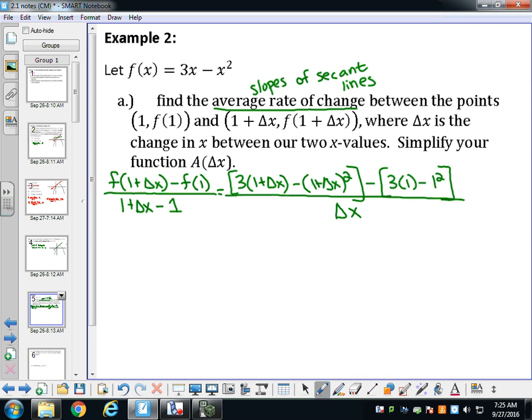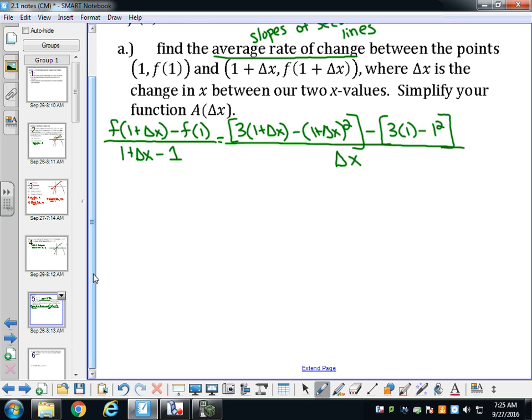All right, now I need to simplify my numerator. So I end up getting 3 plus 3 delta x. Now I have to FOIL the 1 plus delta x out and also distribute that negative sign. So I get minus 1 minus 2 delta x minus delta x squared, and then that's going to be just a minus 2, all over my delta x.